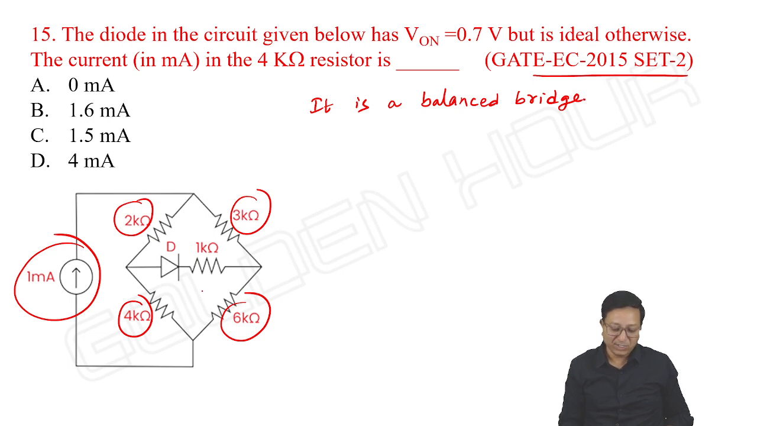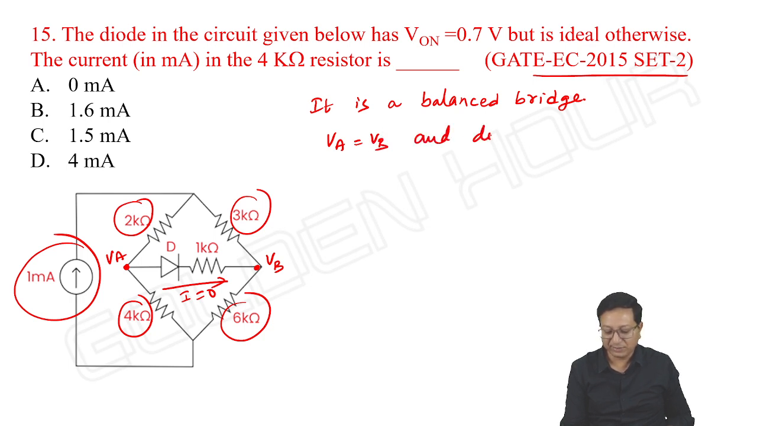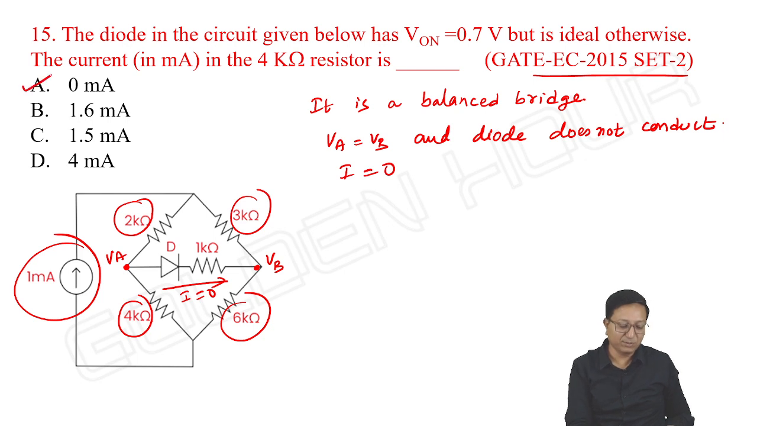Once it is a balanced bridge, if I take the voltages VA and VB, they are equal. VA and VB being equal means, is any current possible through the diode? No. Simply the current is 0. The diode does not conduct, since VA is equal to VB. As the diode is not conducting, the current through the diode will be 0. It is 0 milliamperes. That's it.